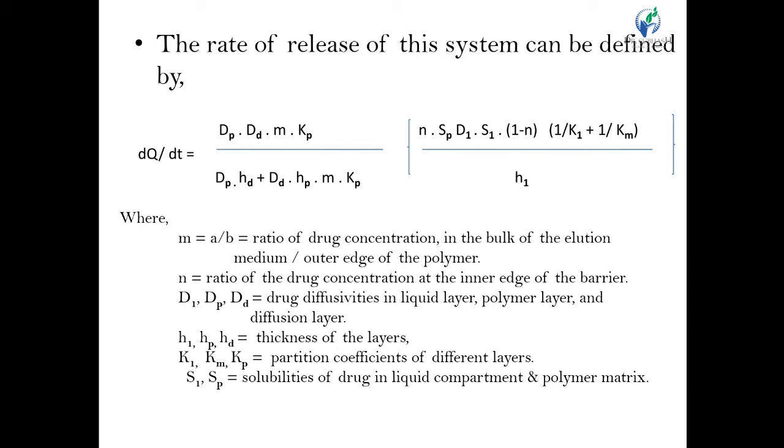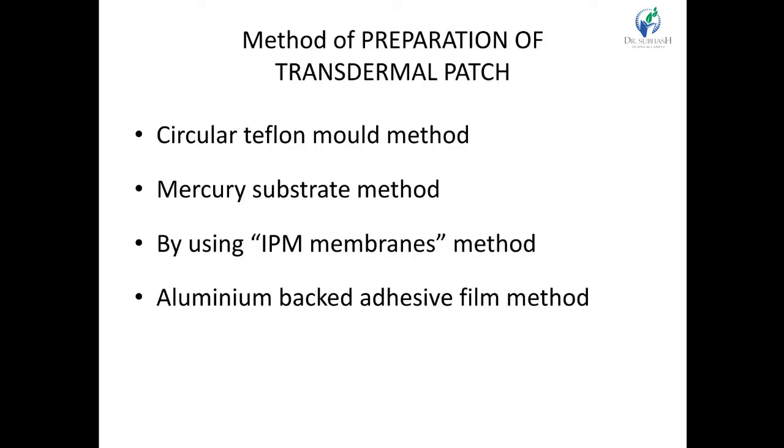Equation for that. So the method for the preparation of transdermal patch: in that we have to use the mercury substrate in the petri dish, circular Teflon molds, aluminum foil, and aluminum adhesive film. The membrane, the synthetic artificial membrane, we have to use. So like that we have to use for the preparation of transdermal film.